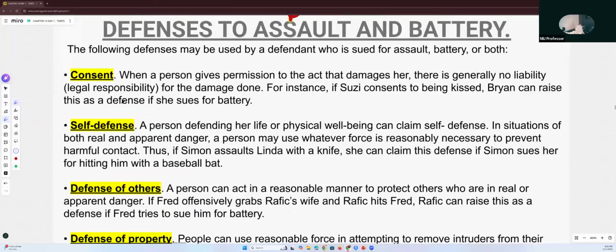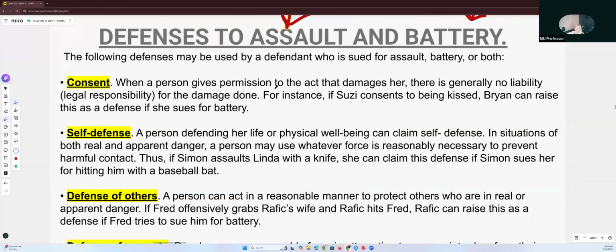All right, so the first defense is consent. When a person gives permission to the act that damages him or her, there is generally no liability, no legal responsibility for the damage done because they gave permission. They gave consent to the act. Let's look at our example.